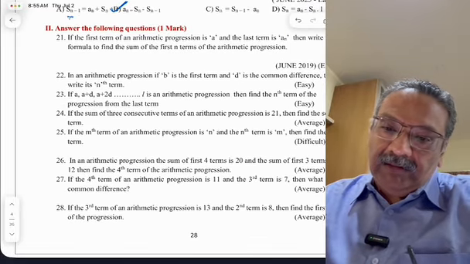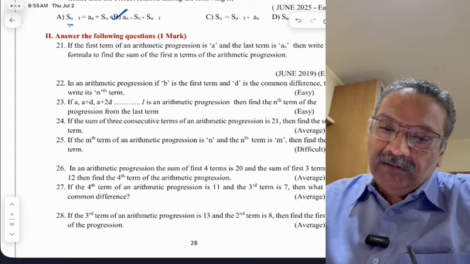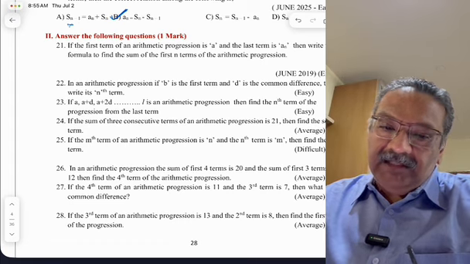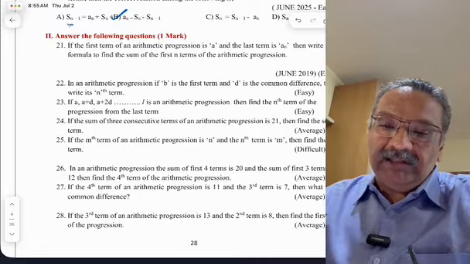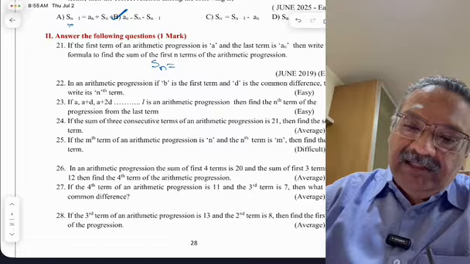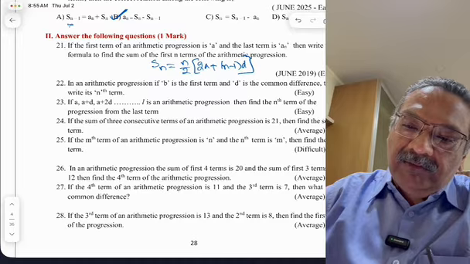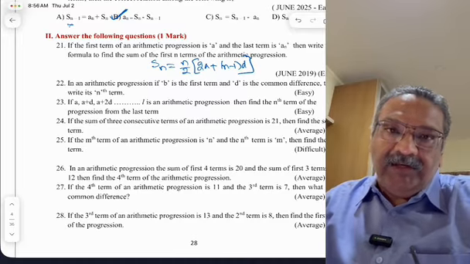Okay. If the first term of an AP is A and the last term is An, then write the formula to find the sum of first n terms. So a simple formula is asked. Sn is equal to, we know that, n by 2 into 2A plus n minus 1 into D. Direct formula.